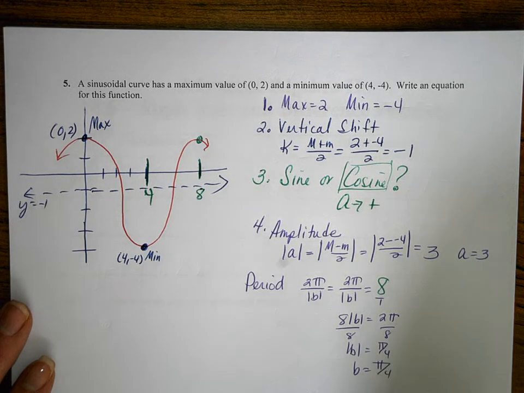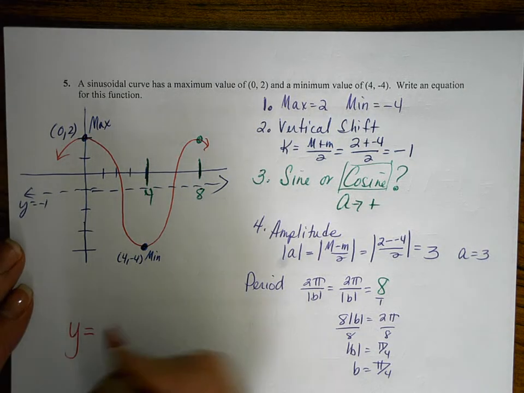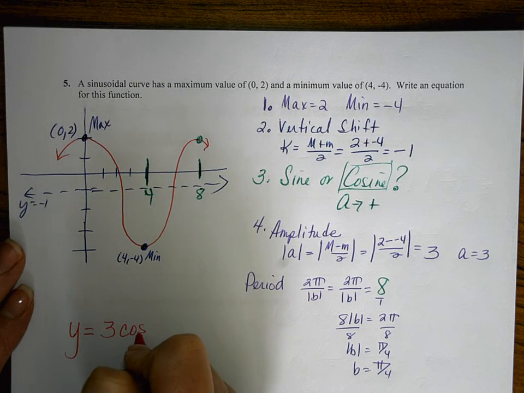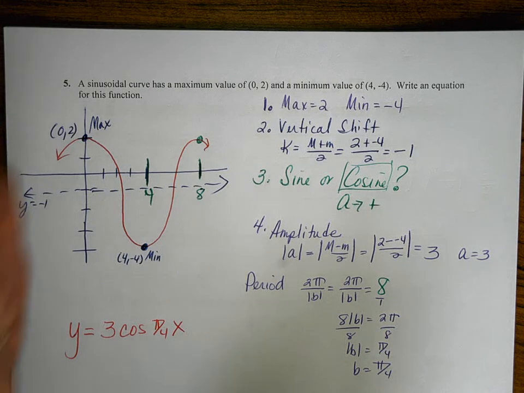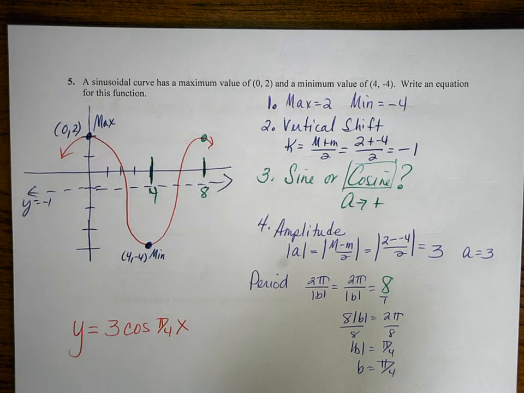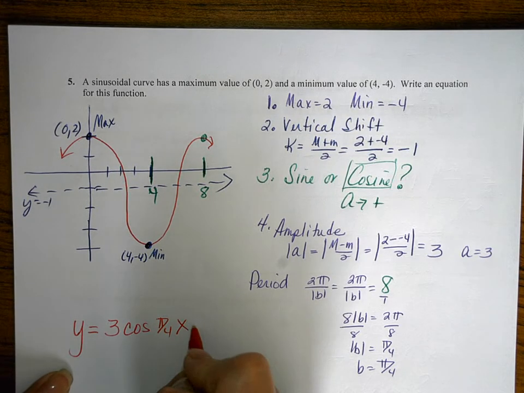So my equation then becomes y is equal to my A value of 3, cosine, since we decided it's going to be cosine, my B value of pi over 4 times x. No shifting left or right because my maximum starts right on the y-axis. And then a vertical shift down 1, so we're going to put minus 1.